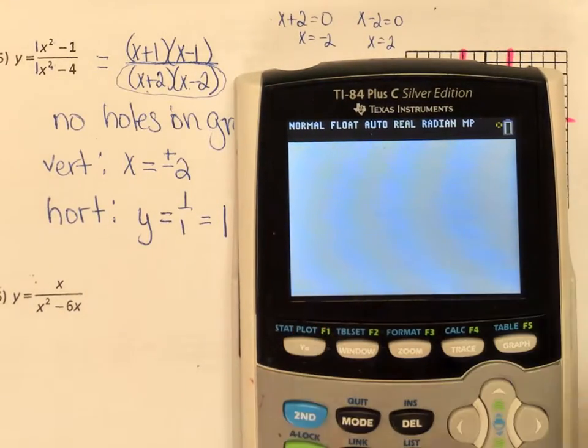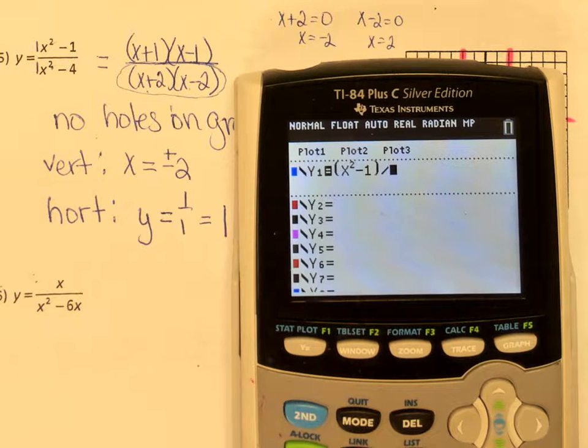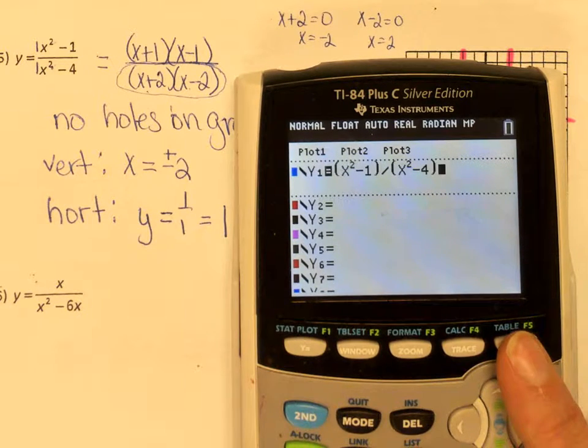Okay, so we have parentheses x squared subtract 1 on the numerator divided by parentheses x squared subtract 4 on the denominator. Make sure you have it typed in correctly and then hit graph.